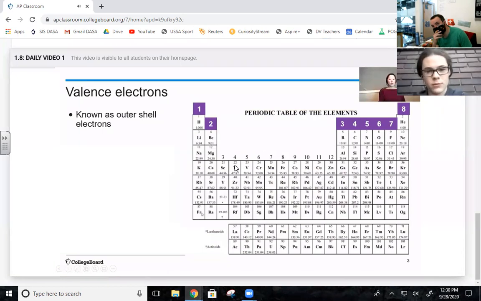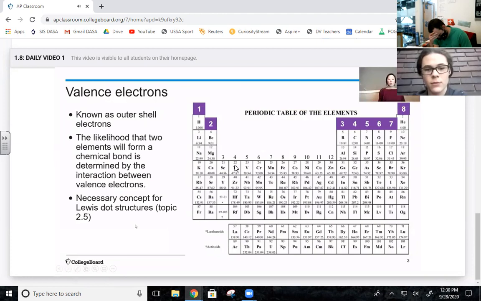So for group 1, which are our alkali metals, there's 1 valence electron. For group 2, there are 2 valence electrons. Notice that we don't have anything written above our transition metals. Then above boron, 3 valence electrons, and then continuing across to 8 valence electrons.